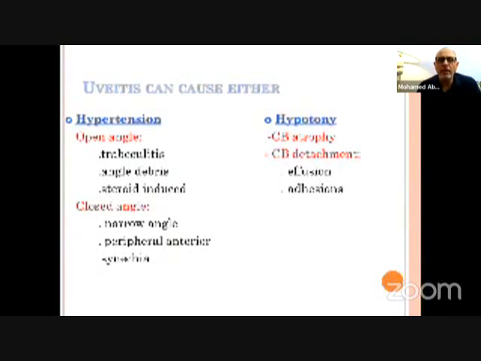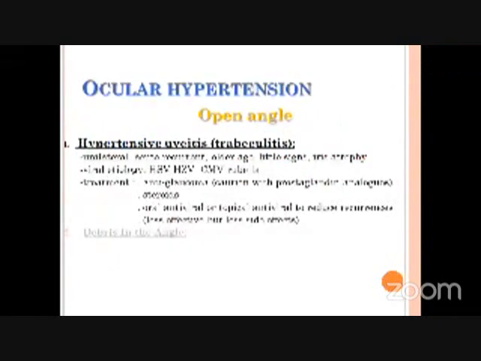In open angle, it can be trabeculitis, angle debris blocking the trabeculum, or steroid-induced. Closed angle, it can be because of an appositional narrow angle, peripheral anterior synechia. Hypotony can be due to ciliary body atrophy or ciliary body detachment. Now we're going to discuss each of these entities.